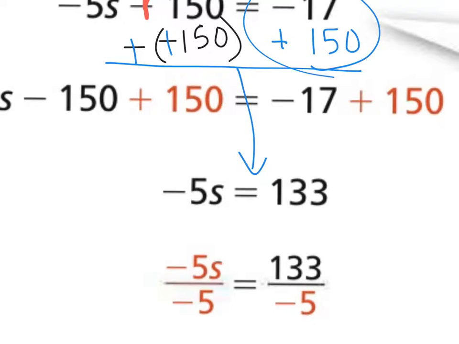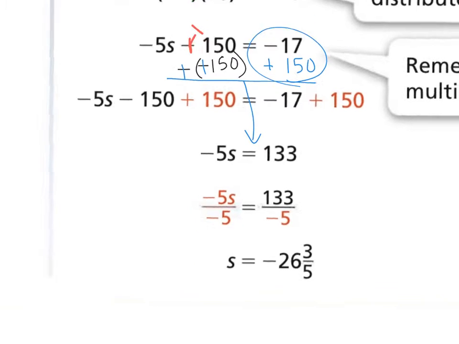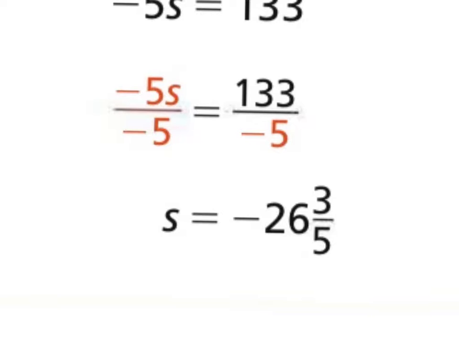And again, when you divide, that doesn't come out evenly. So it's negative 26 3/5. If you did that as a decimal, negative 26 6/10 would work also. Either one of those would be okay.